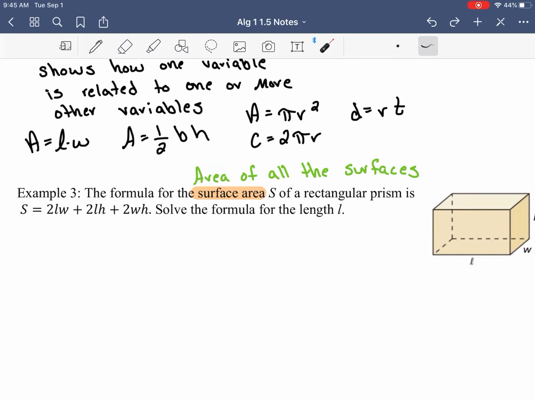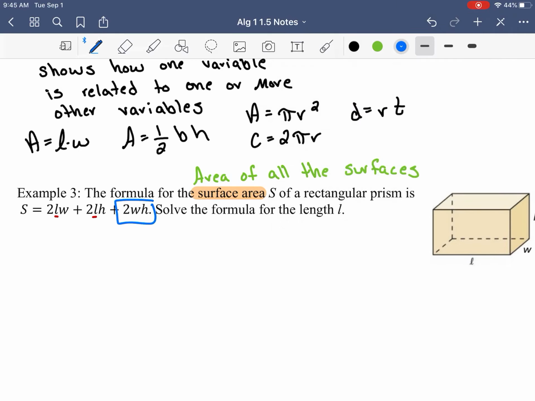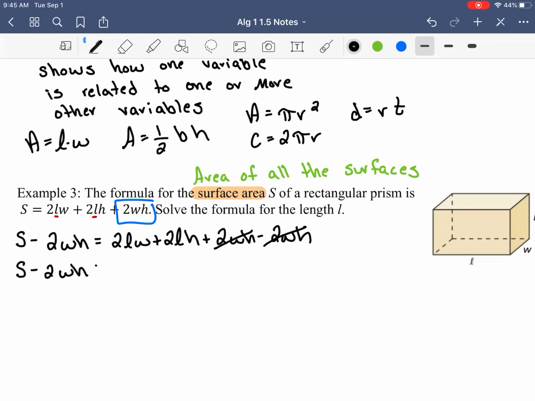So my goal here is, first of all, to find my L's. I've got two of them, an L there and an L there. This one here does not have an L, so I'm going to subtract it from the other side. So we'll have S minus 2WH equals 2LW plus 2LH plus 2WH minus 2WH. So these add to 0. So S minus 2WH. Now I have everything with an L on one side.